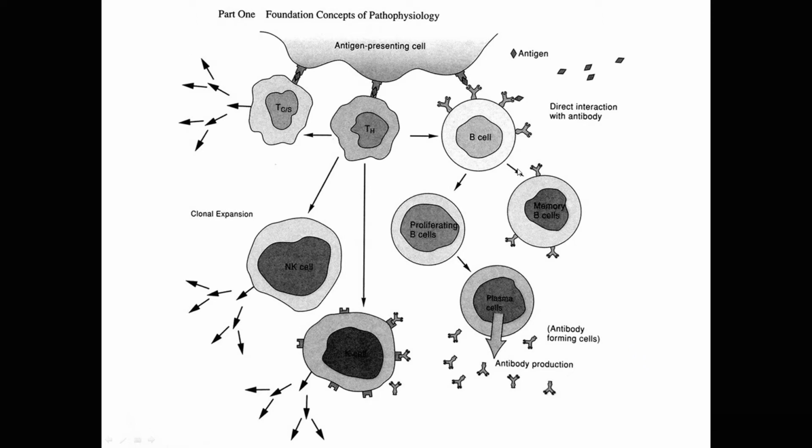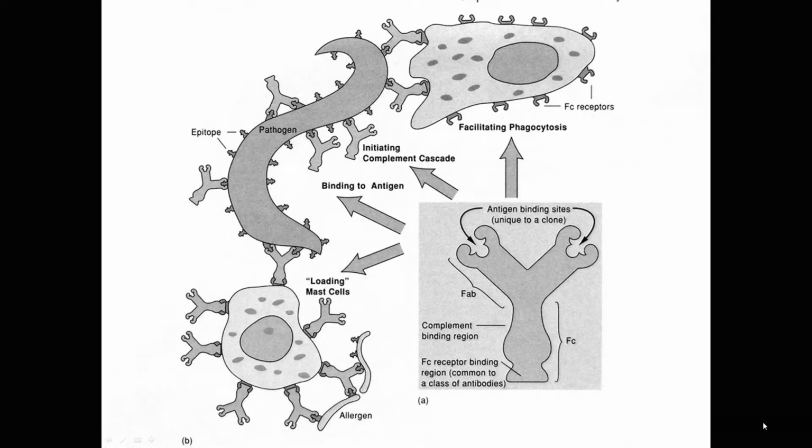B lymphocytes: maturation in the red bone marrow and production of antibodies. This is their role. The antibodies are Y-shaped protein molecules with some characteristics. FAB, fragment antibody. This is unique for a clone, the antigen binding fragment analogous to the T cell receptor binding site, for attachment to and marking of foreign epitopes.